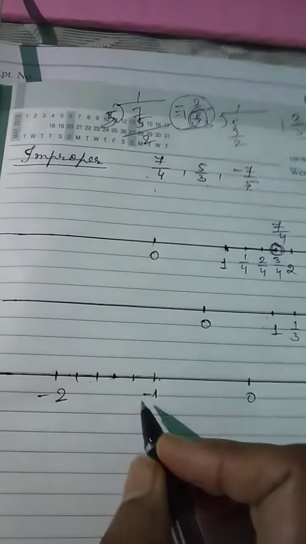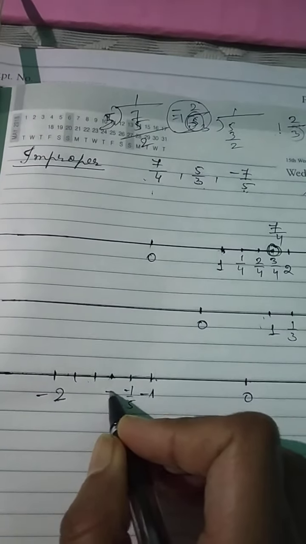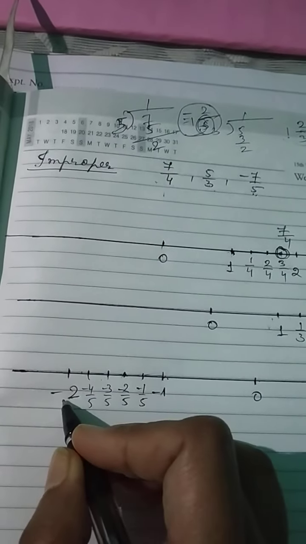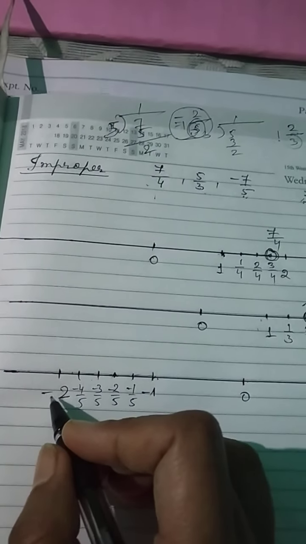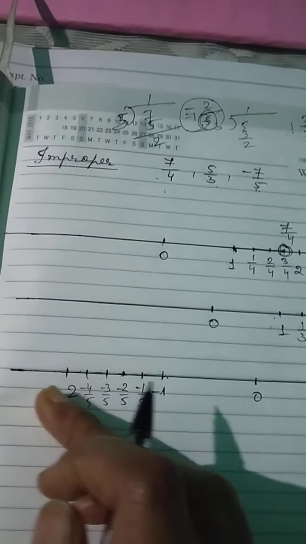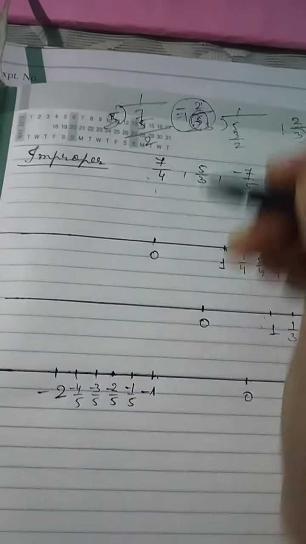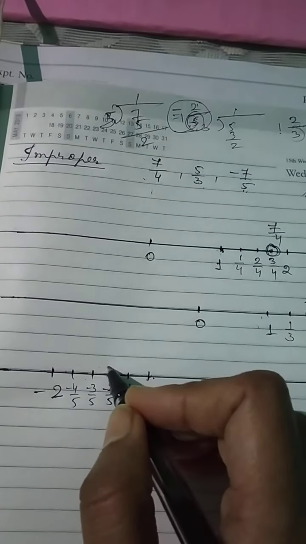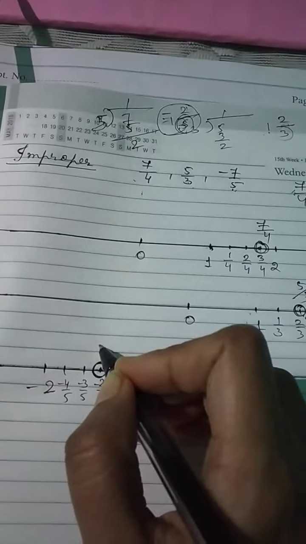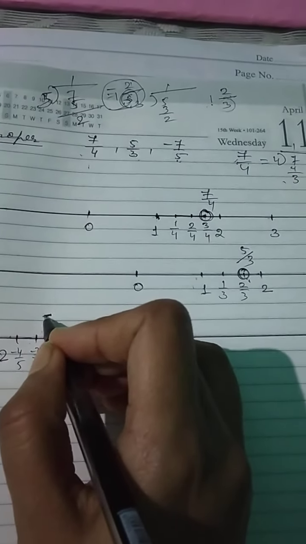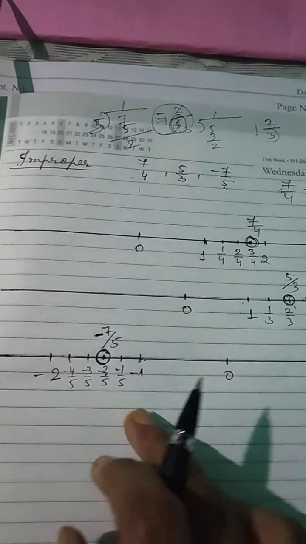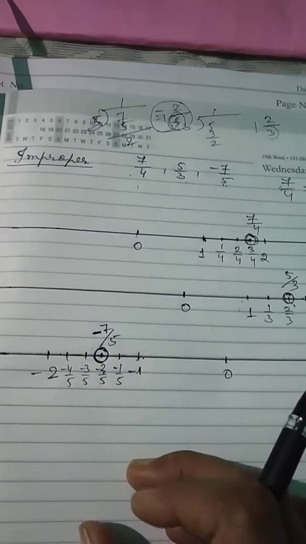Okay, now this is called -1 by 5, this is -2 by 5, this is -3 by 5, this is -4 by 5. The next number, -5 by 5, will be equal to -1. So 2 by 5, where is 2 by 5? After -1, this will be the point. You will write it as -7 by 5. This will be the point. I hope you have got it, how to plot improper and proper rational numbers on the number line.